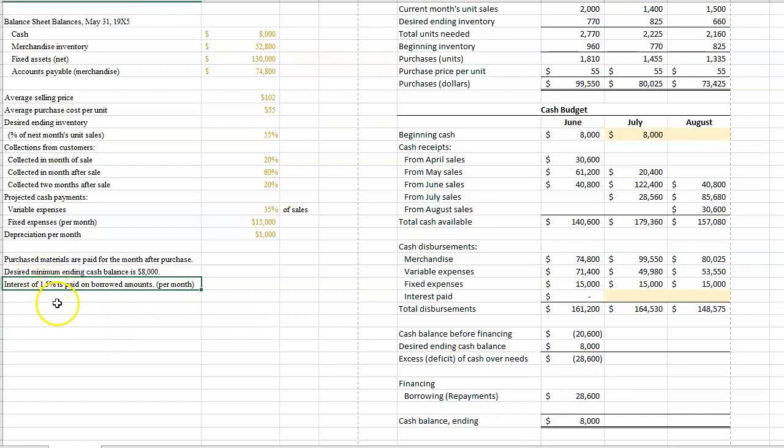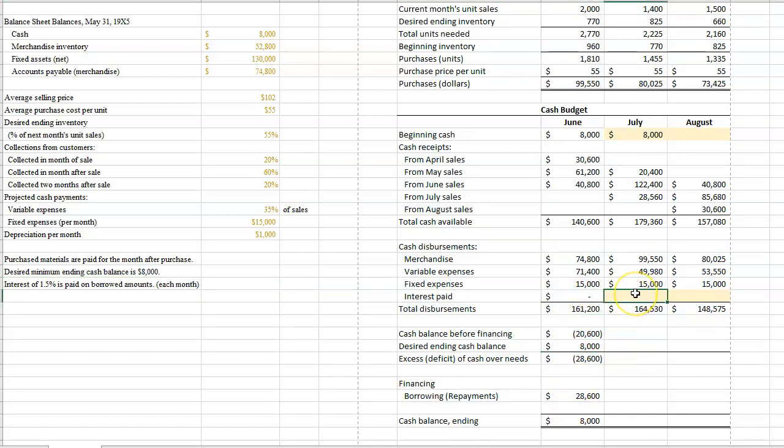So this 1.5%, without a note, you kind of need to assume that's annualized, but it's not. They're trying to tell you it's per month. So interest of 1.5% is paid on borrowed amounts each month. Let's change that to each. Sorry, changing a problem on you midway through, just to make sure it's super, super clear.